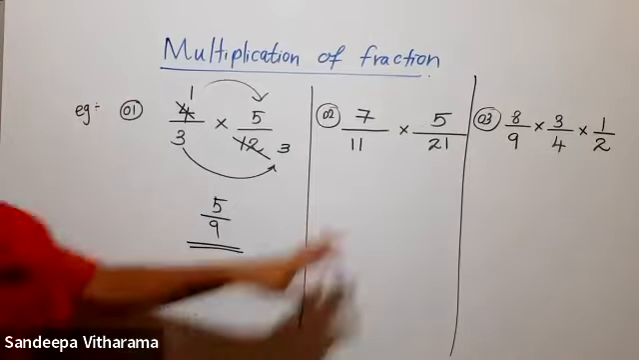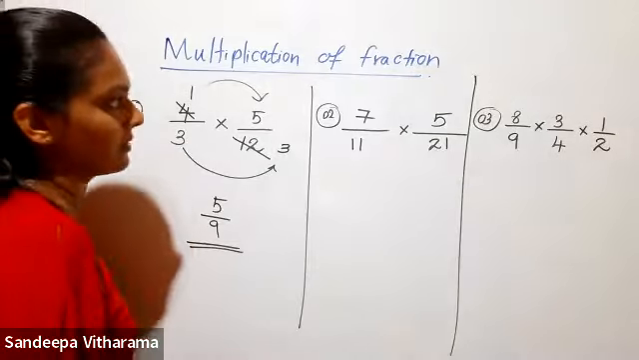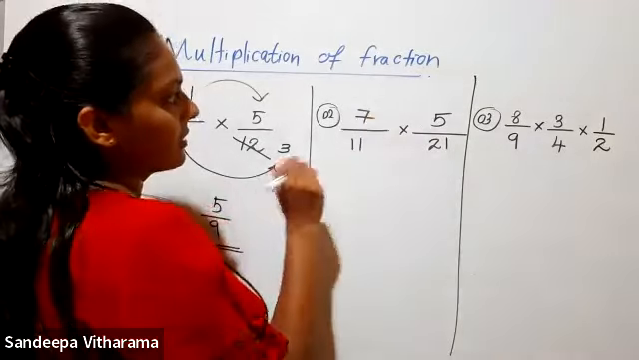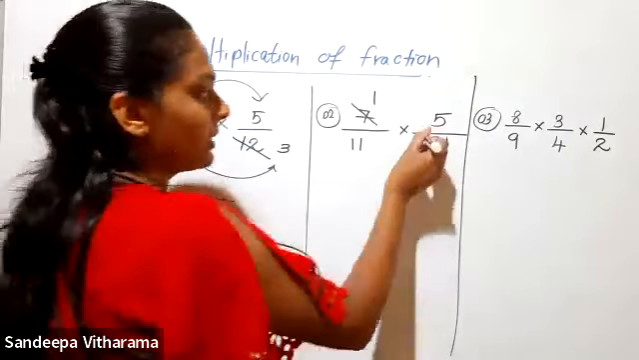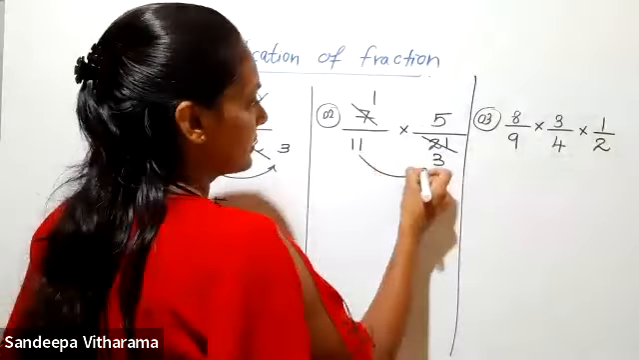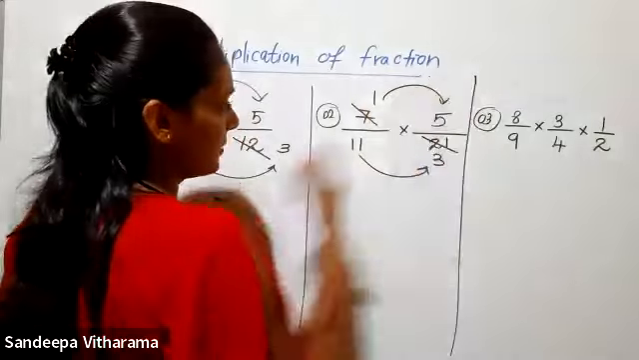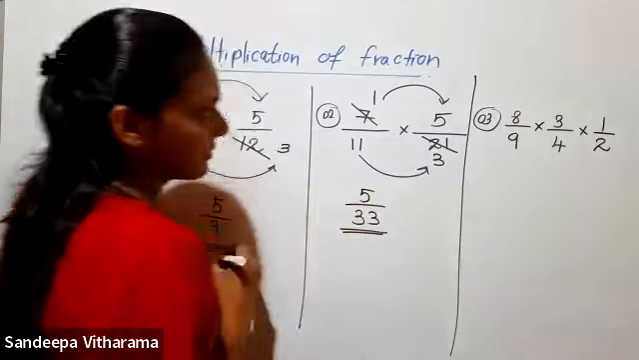Okay, tell me the answer you get for the second one. What is the answer you get for the second question? 5 over 33. 9 over 33. 5 over 33. 7 divided by 7 it is 1. 21 divided by 7 it is 3. Okay. So 11 into 3 it is 33. 1 into 5 is 5. So 5 upon 33. Okay.